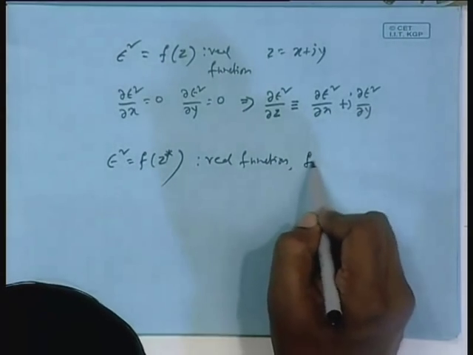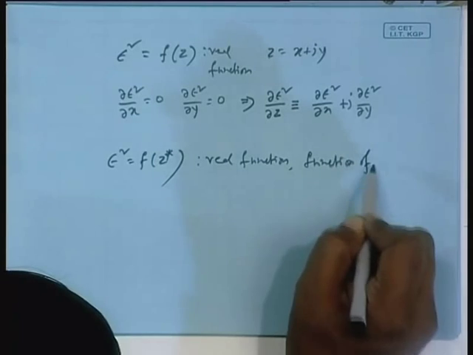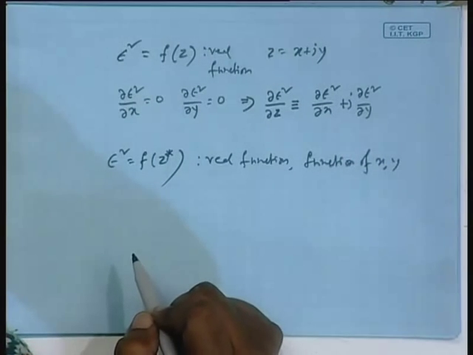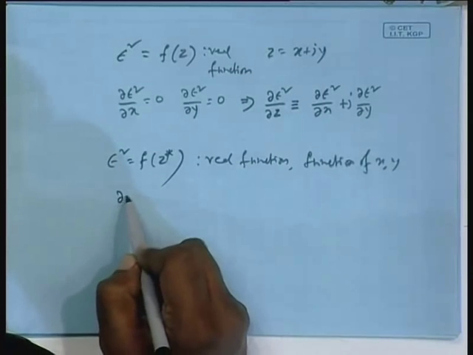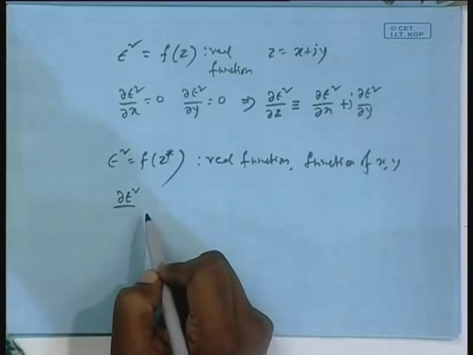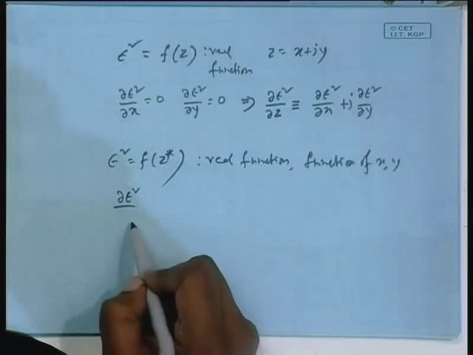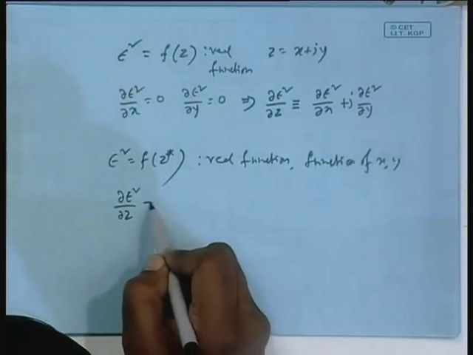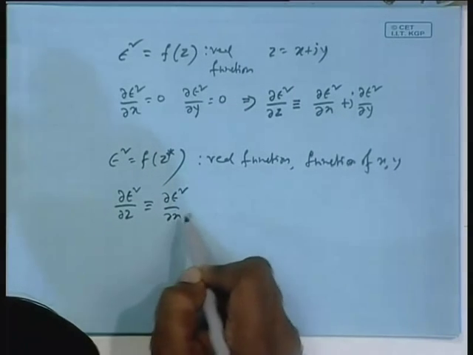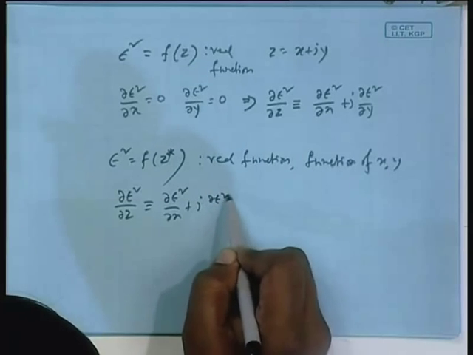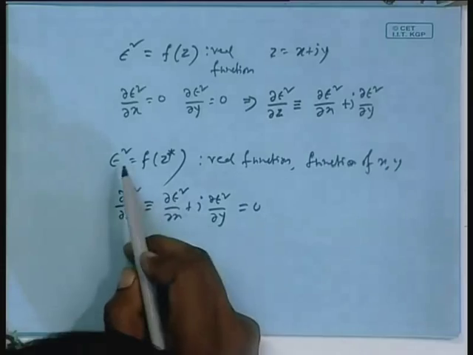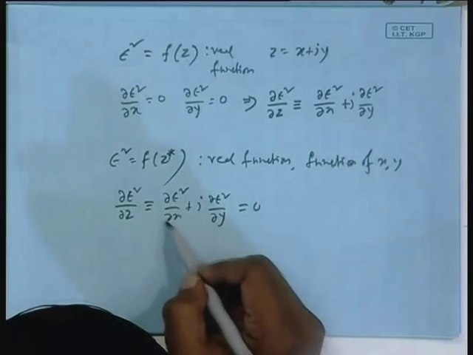But still a function of x, y only. And again I want to find its minima. So again I have to do this: del epsilon square del x equal to 0, del epsilon square del y equal to 0. So even if it is a function of z star, if I use the same definition and equate to 0, I will still get the minima here, because after all I am interested in this being 0, this being 0.